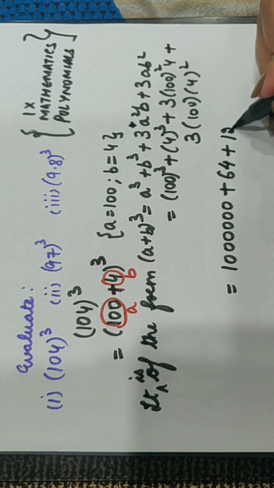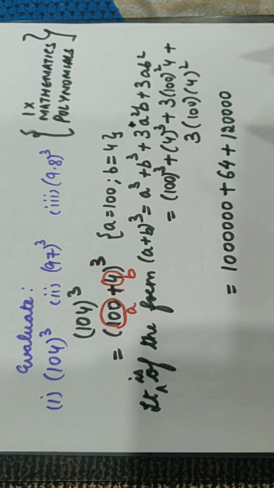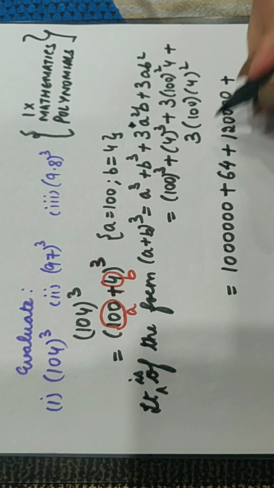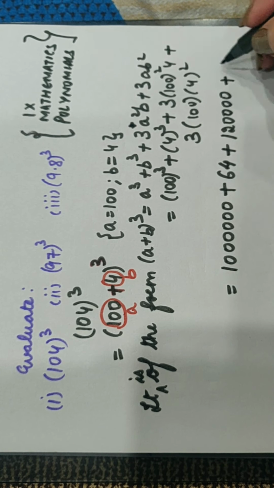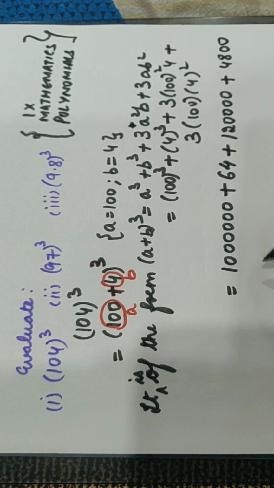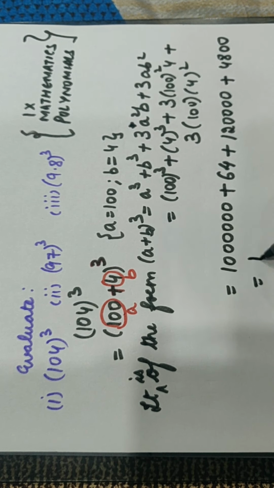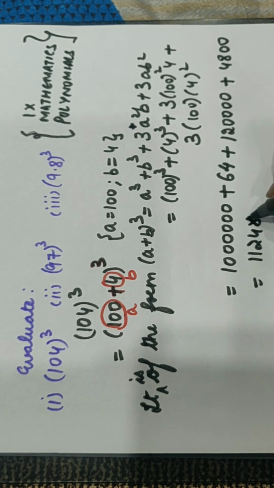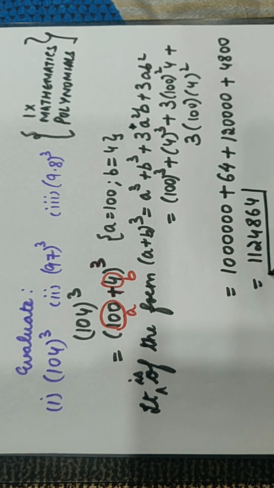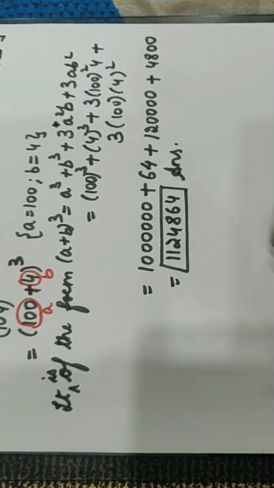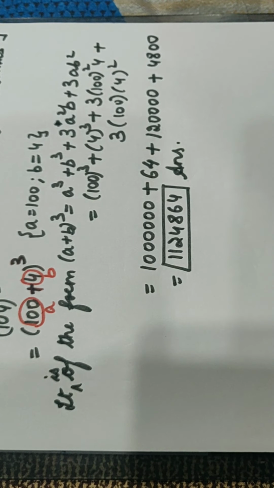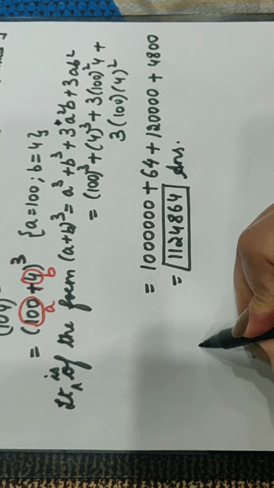It becomes 1,20,000, plus 3 into 100 into 4 square, that is 16. It's 4,800. On adding these we'll get 11,24,864. This is the answer. Let's do the next part: 97 cube.